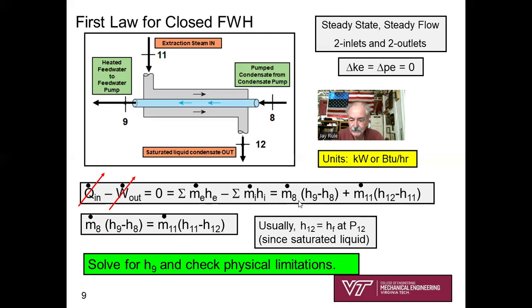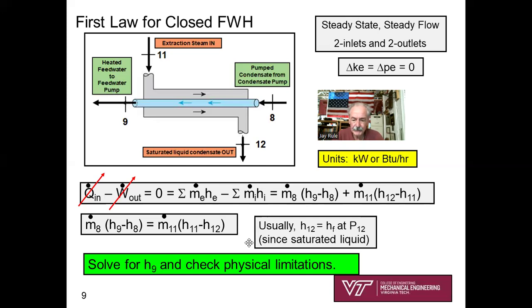So let's see, we'll study our sketch. Can't do this without a sketch. m dot 8 times (h9 minus h8), out minus in, plus m dot 11 times (h12 minus h11), out minus in. Pretty simple. You can do that in your head now, I hope. And so if we collect those terms, we'll see that on the left-hand side, we've got m dot 8, (h9 minus h8), exactly equals m dot 11, that's the steam flow, times (h11 minus h12). Simple energy balance, first law, steady state, steady flow.